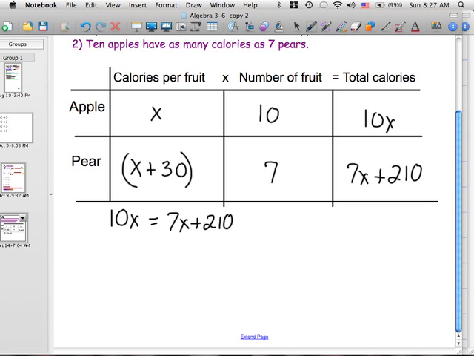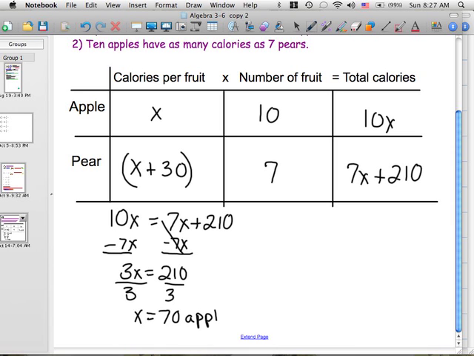Getting the variable on one side, remember if the term with the variable is by itself on one side, you need to move the other term with the variable to that side. So we're going to subtract 7x to eliminate it on the right. So we get 3x equals 210. Dividing by 3, we find out that x equals 70. So x was the apples, so there are 70 apples. And 70 plus 30, there were 100 pears.